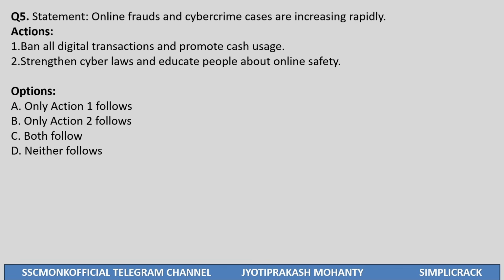Okay? Now, question 5. Online frauds and cybercrime cases are increasing rapidly. We are seeing that so many online frauds are happening, cyber crimes are happening. What should be the action? Ban all digital transaction and promote cash usage. Second action, strengthen cyber laws and educate people about online safety. Now see, first action is very extreme, so this cannot be my right course of action. So this is gone. Second, strengthen cyber laws and educate people about online safety. This is practical. This is directly associated with the statement. This seems ethical. So only option 2 is the right answer. So option B, only action 2 follows, is my right answer.